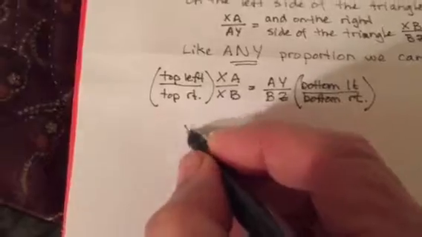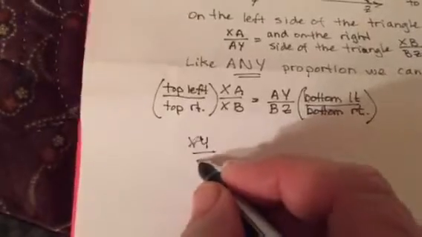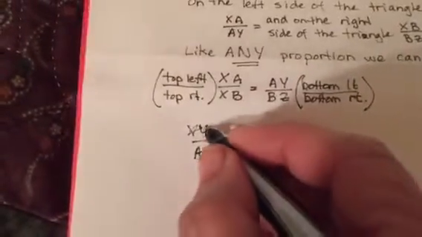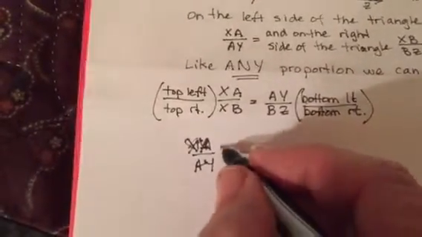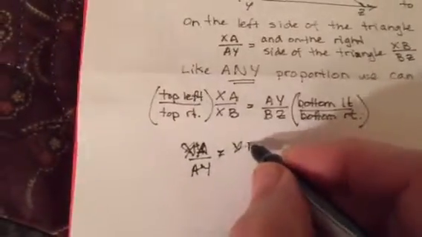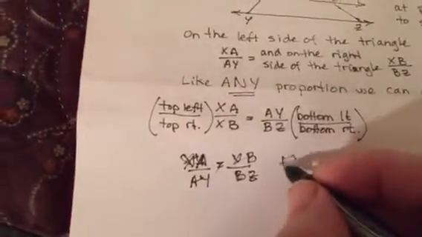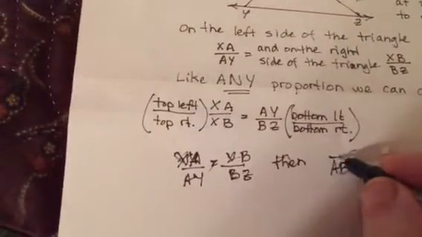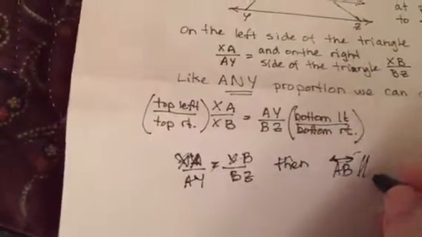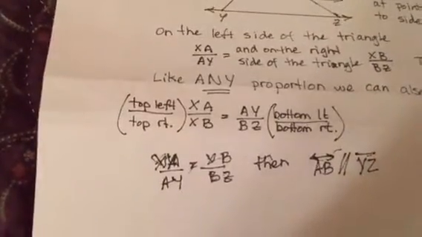Stated in the equation, if XY, I'm sorry, it's an A, segment XA over segment AY equals segment XB over segment BZ, then line AB is parallel to segment YZ, or side YZ.